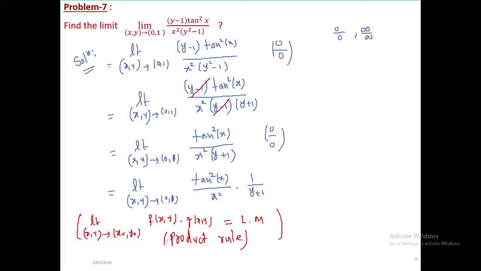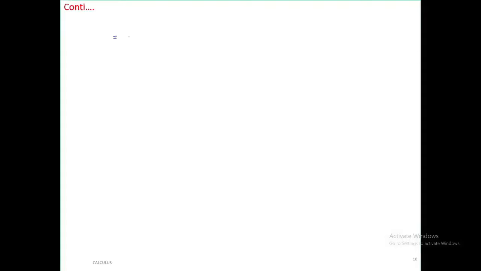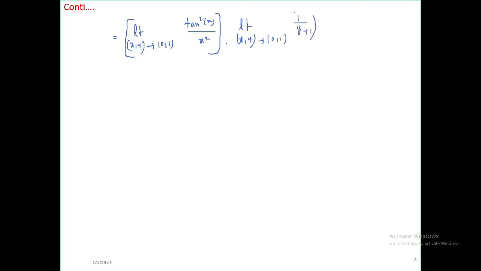Okay, let us apply the limits separately for this function and this function. Then this will be the limit as (x, y) reaches (0, 1) of tan square x divided by x square, and into the limit as (x, y) reaches (0, 1) of 1 by y plus 1. This is the second function, like by using the product rule.